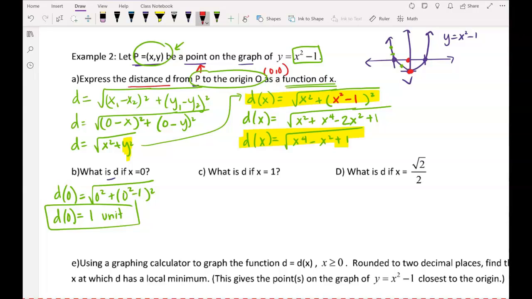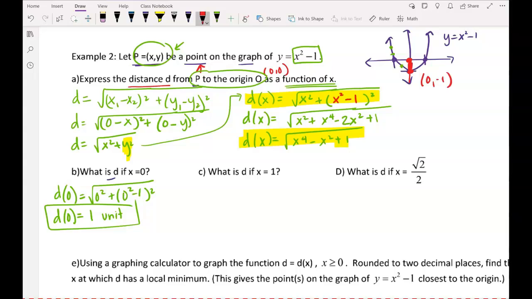Because that dot, if I were to label it, is (0, negative 1). When x is 0, the distance to the origin is 1 unit. So go back to the graph, and it's absolutely true. Algebraically and graphically, they should always match.